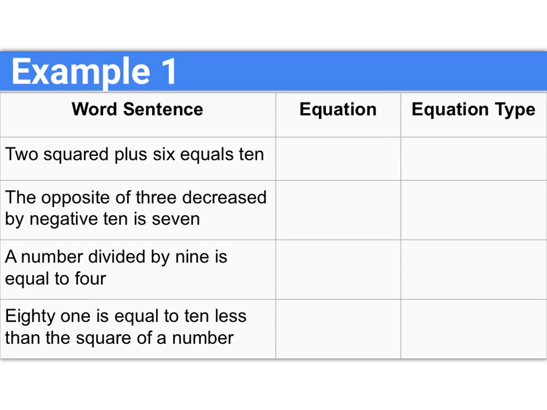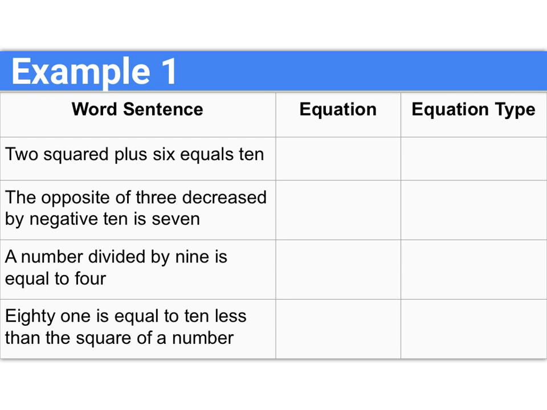Okay, so what we're going to do here is look at these word sentences, turn these into equations, and then explain what the equation type is. So 2 squared plus 6 equals 10. So we're going to write the numbers in. The opposite of 3 decreased by negative 10 is 7.